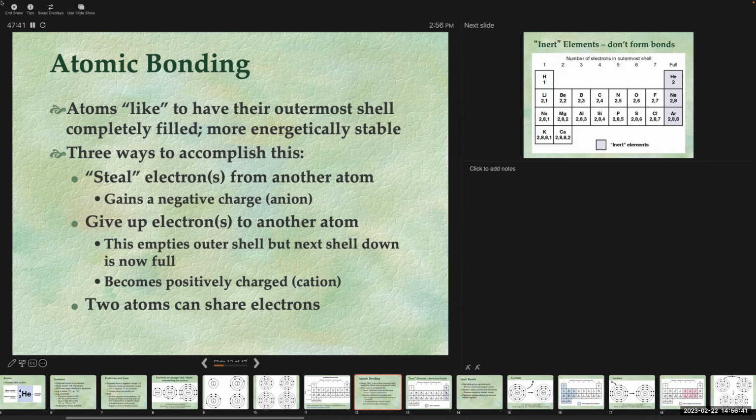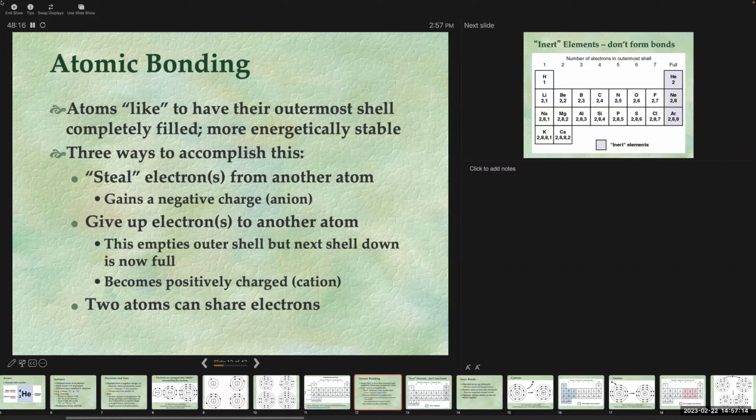One way would be to steal electrons from another atom. So let's say you're an atom that only has a few empty spaces in the outer shell. It'd be really easy for you to just steal some electrons from somebody else and fill up your outer shell, and then you are happy. You're energetically stable. Now, who knows how the other atom feels about it, having its electrons stolen, but as far as you're concerned, you're nice and happy now that you've stolen electrons from another atom.